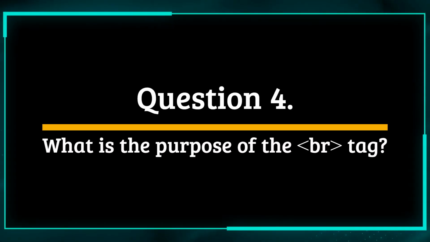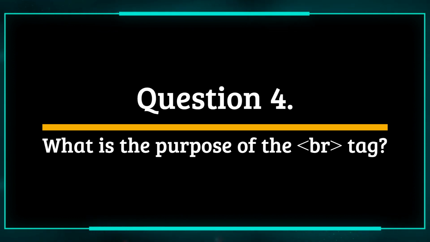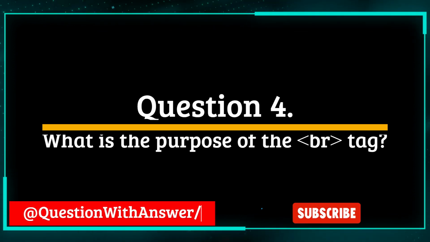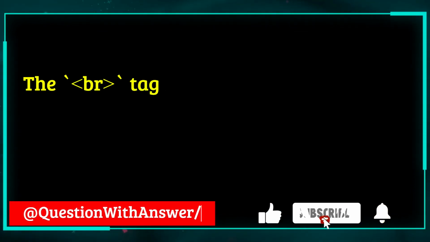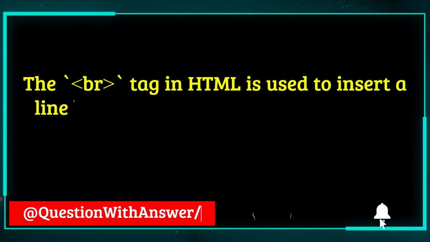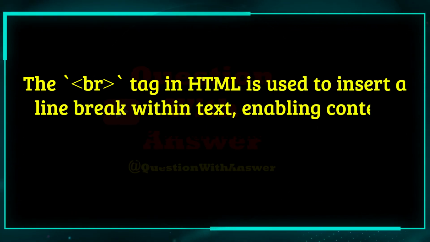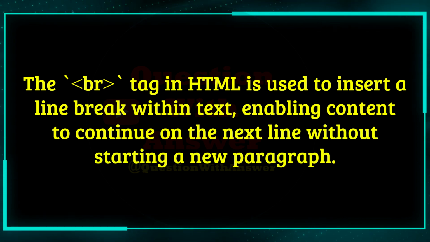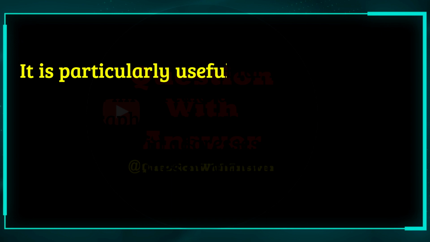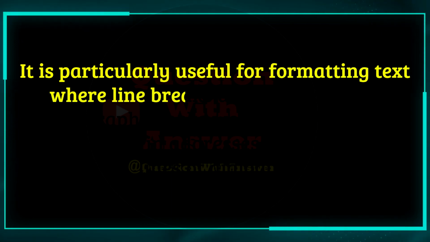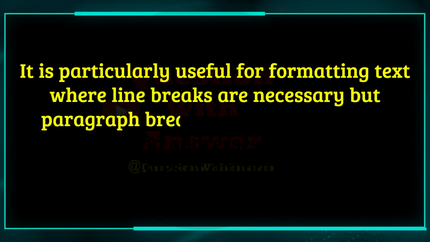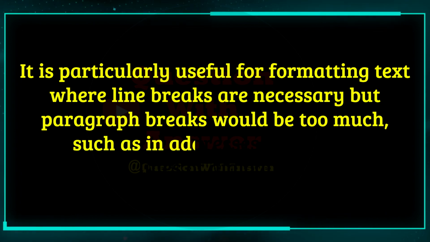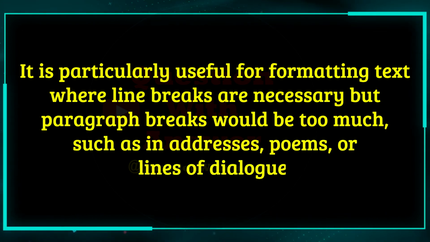Question 4. What is the purpose of the br tag? Answer. The br tag in HTML is used to insert a line break within text, enabling content to continue on the next line without starting a new paragraph. It is particularly useful for formatting text where line breaks are necessary but paragraph breaks would be too much, such as in addresses, poems, or lines of dialogue.